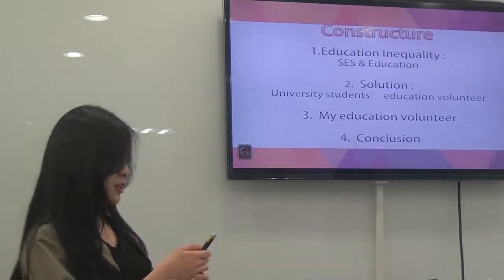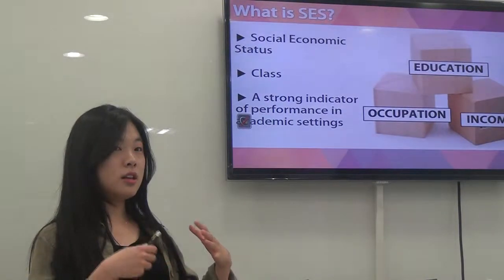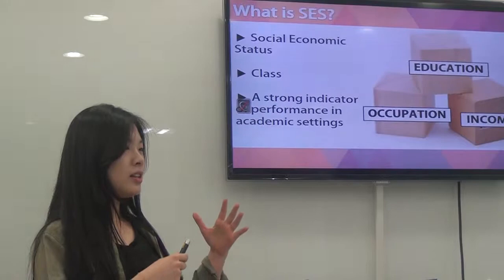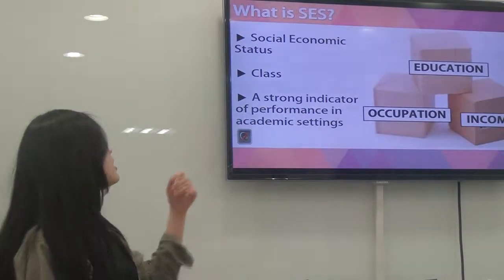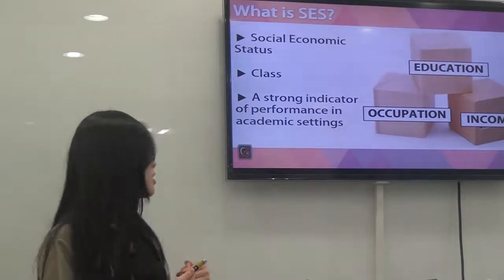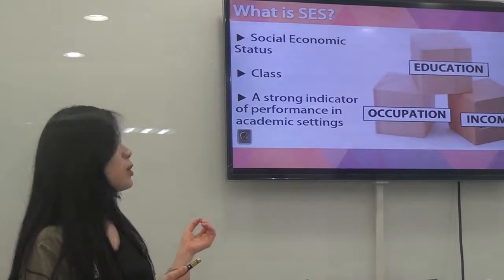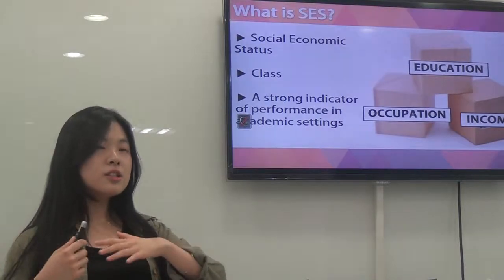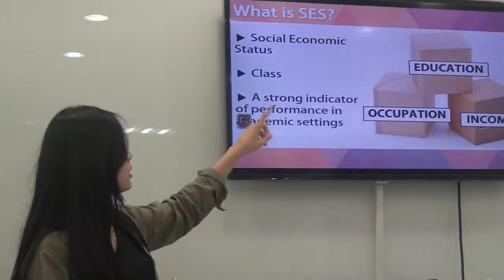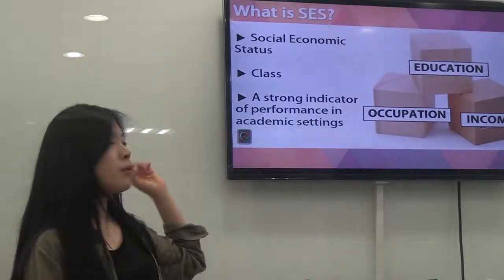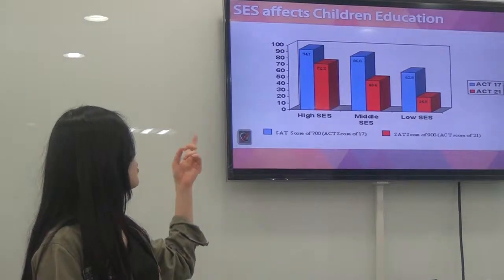And lastly, the conclusion. At first, there are lots of elements which cause education inequality, but today I will focus on SES, in the aspect of education and society. SES means socioeconomic status, and we can easily say class. So, family SES is a really strong indicator of children's academic achievement. SES is often measured by a combination of three things: education, parents' occupation, and income.